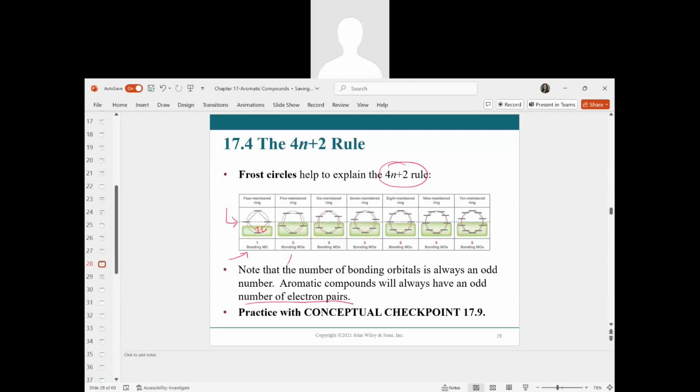If we have 3 bonding molecular orbitals with this 5-membered ring, we could have 3 pi bonds within, and so on. Then 6-membered rings, right? This would be our benzene. Then we have even 7-membered rings, still with 3 bonding molecular orbitals. So the key note here is that aromatic compounds will always have an odd number of electron pairs.